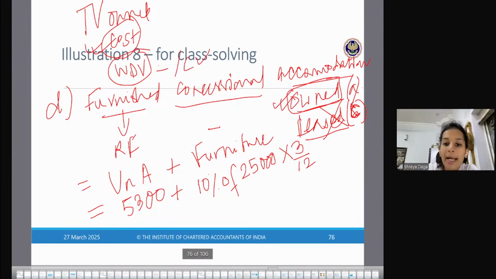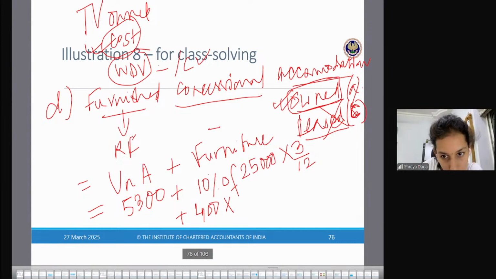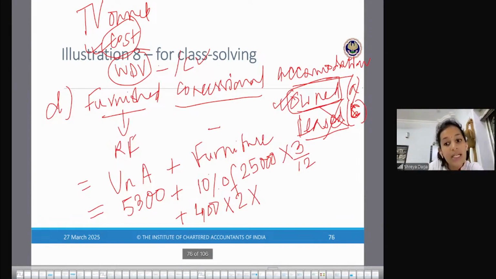All right. And what about the AC? AC has been taken on rent by the employer. So that is simple. He has to pay rent. You just take that. He is paying 400 per month. But he is giving you 2 ACs. So 400 per month for 2 ACs. And how many months? 5. Because TV he gave you on 1st January, but AC he gave you on 1st November when you moved to the property.